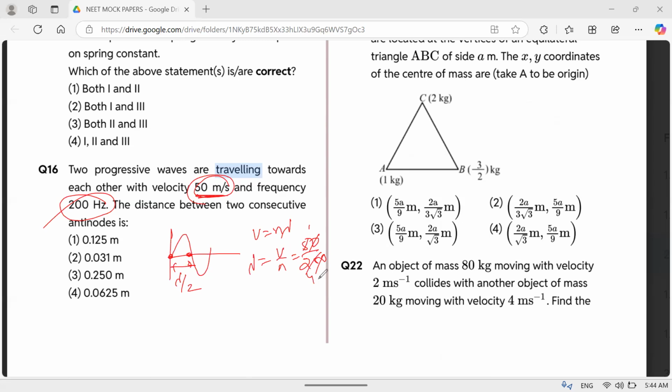5 ones are 5, 5 fours are 20, so 1 by 4. 1 by 4 is how much? 0.25 meter. So it is 0.25 divided by 2. How much is it? 0.125 something. First option will be the answer. Done? Sure.